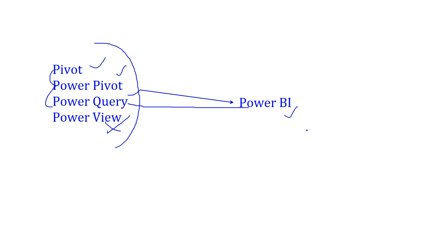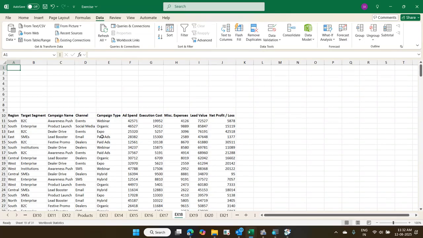Right. So place the cursor on the table. Now we want to create a report, region wise and segment wise. Let us take the region name. Let us take the segment name. In each region, in each segment, I want to know the sum of ad spend, execution cost, miscellaneous expense, lead level, and profit and loss. So we are going to calculate the sum of all these columns region wise and segment wise. So for this we are going to create a report.